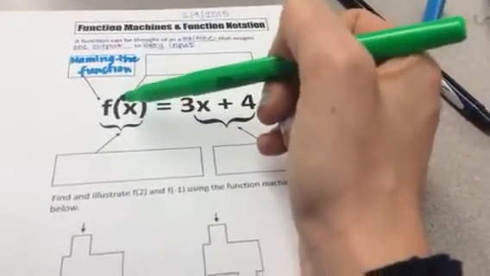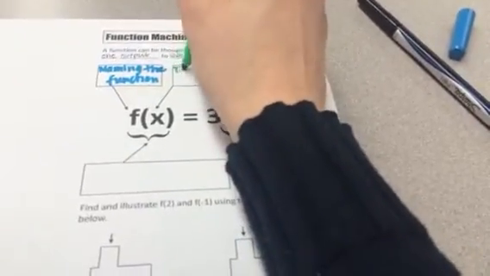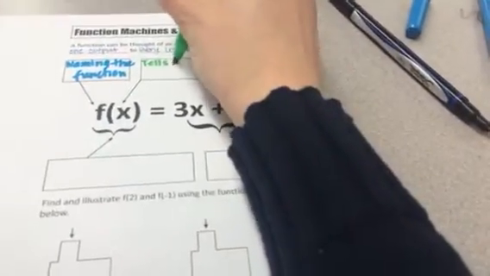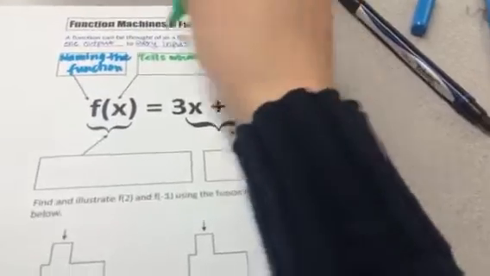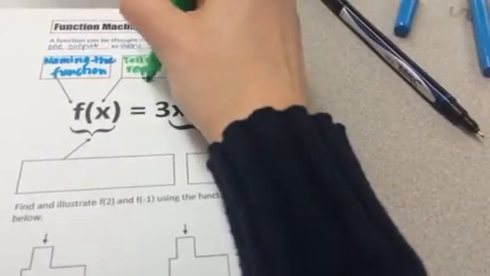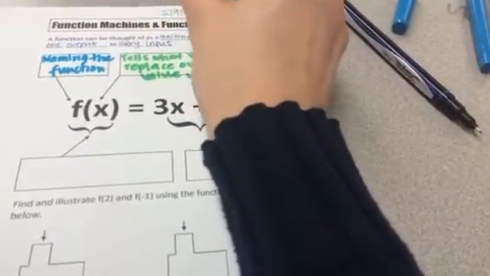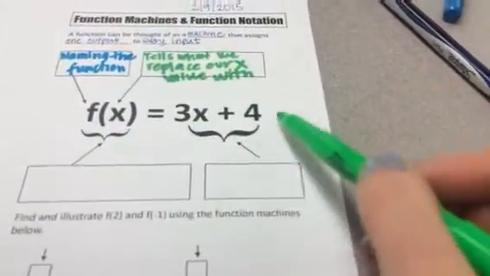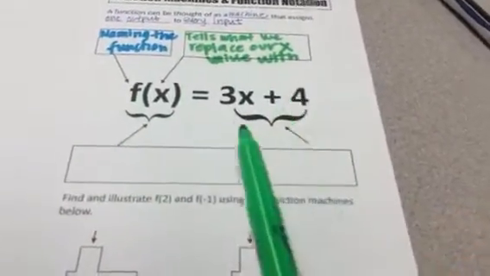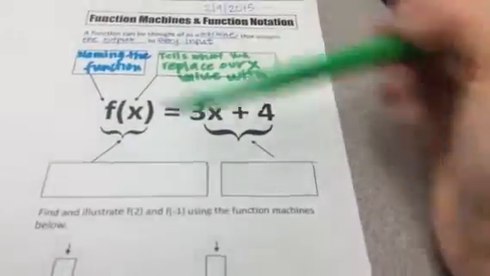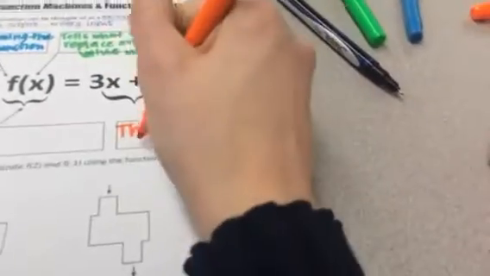This x is our input, and it tells us what we replace our x value with. It's definitely our input though. This whole piece right here, this is our function. So we said that we're naming the function. We're naming this 3x plus 4, or when we start inputting inputs, this right here is our function. So this whole thing is the function.